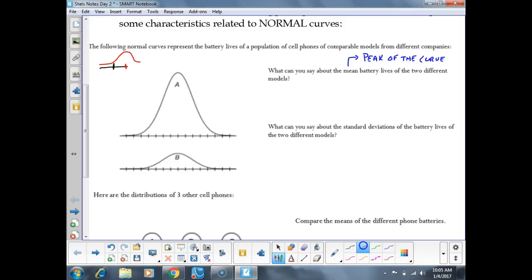So in the mean of these 2, let's take a peek at them. Let's drop straight down from the peak there, and from the peak there. What can you say about the means of those? Now, we're assuming that we have the same scale between these 2. What can you tell me about the mean? So the means here are roughly the same.